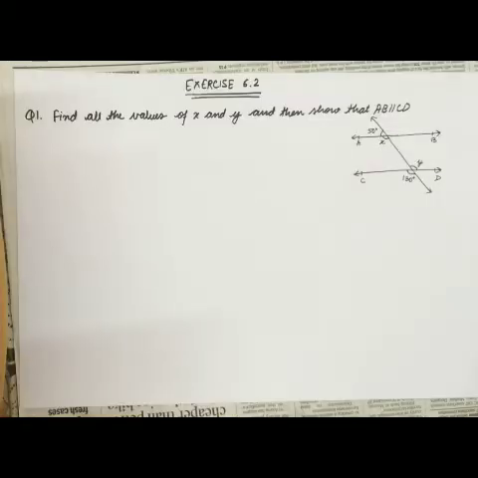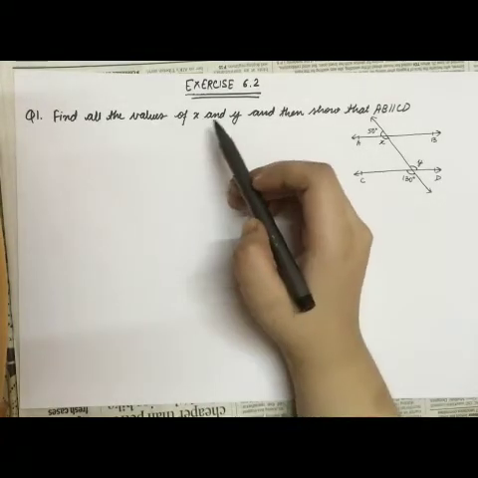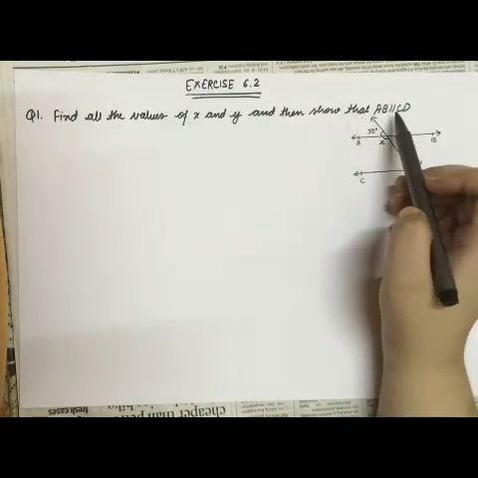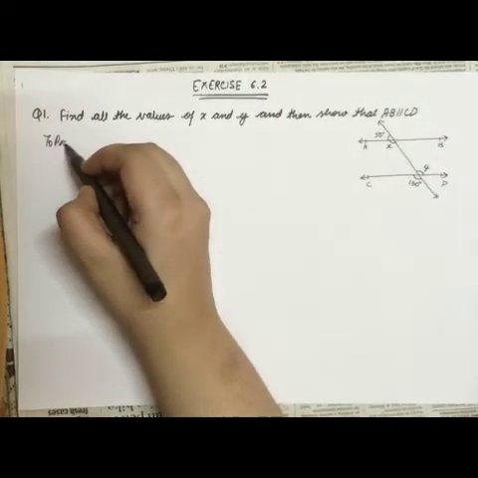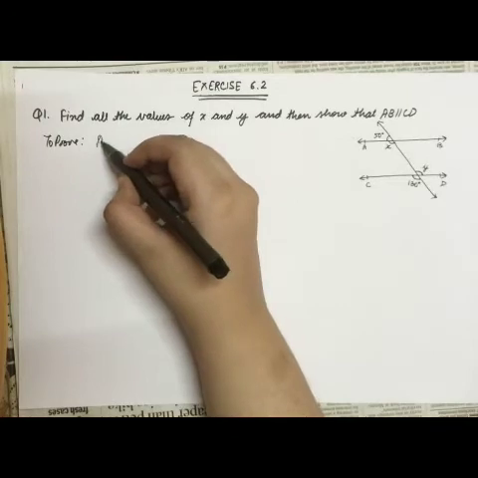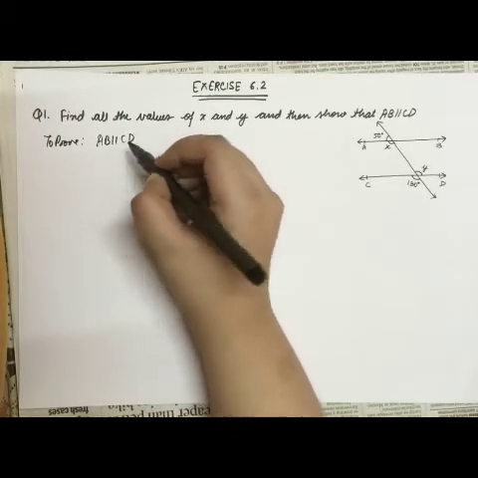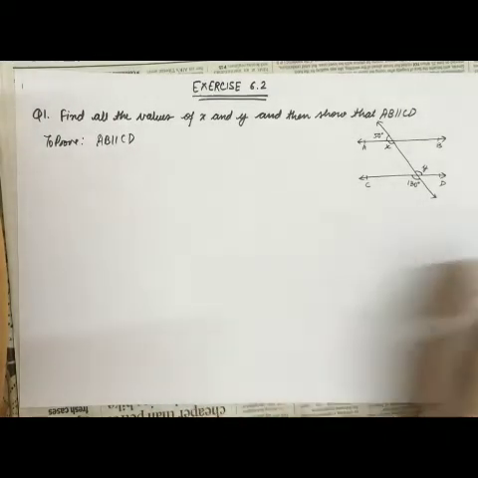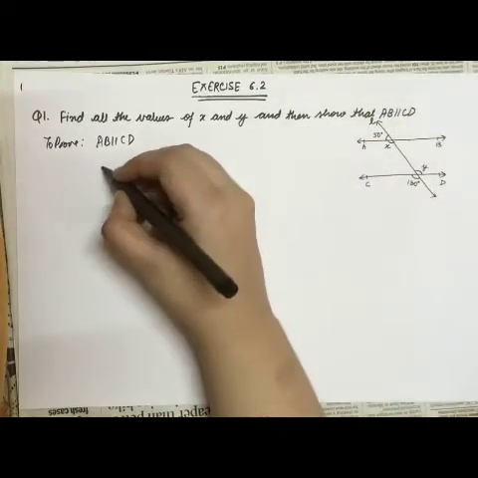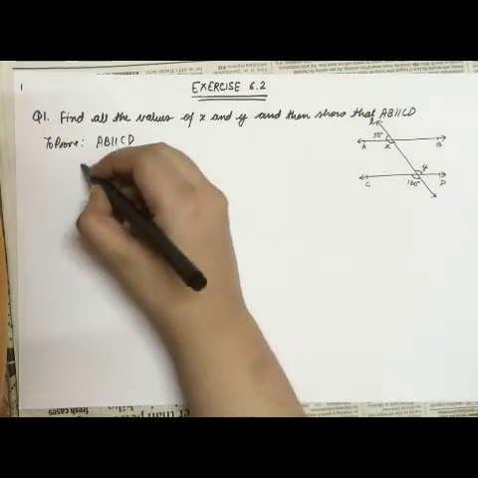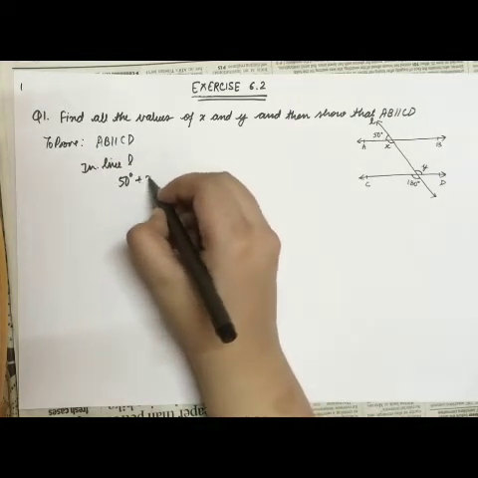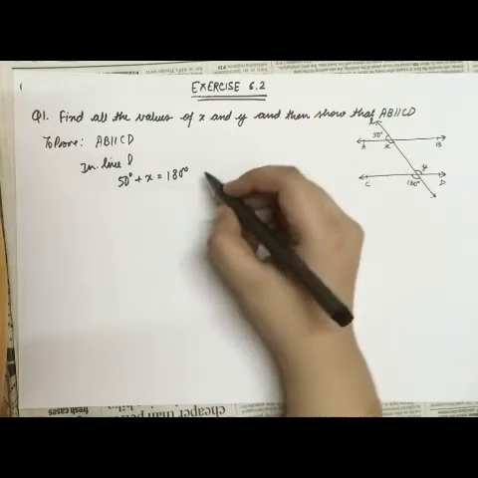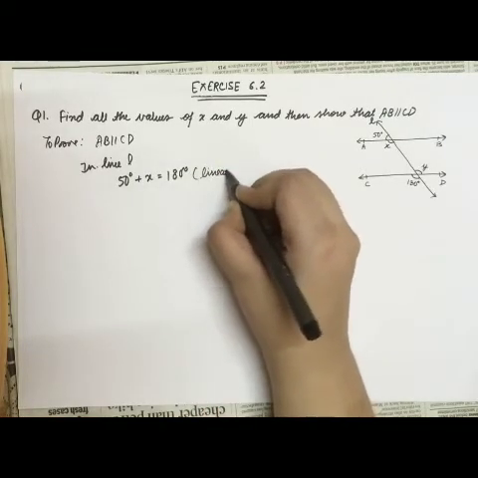Now we will start with exercise 6.2. Question number 1. It says find all the values of x and y and then show that AB is parallel to CD. In this we have to prove AB is parallel to CD. And now this is a line L. In line L we can say 50 degree plus x is equal to 180 degree. Reason, linear pair of angles.